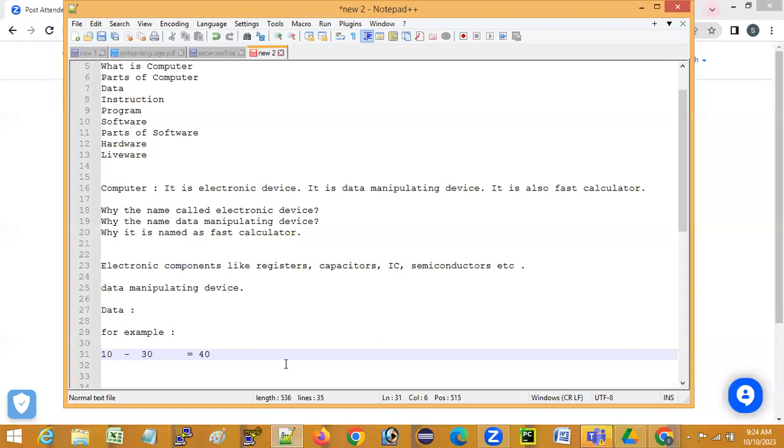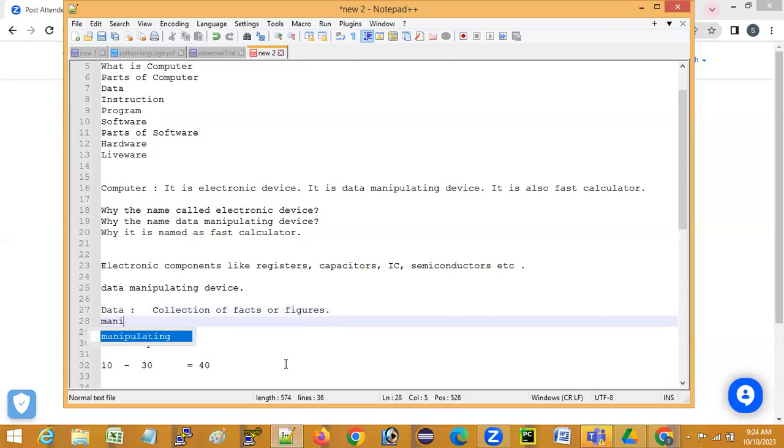Whenever there are digits, say one is there, and instead of that you have entered zero, then that is also not data. Make it clear. What is meant by data? Data is nothing but a collection of facts or figures. Remember this: a collection of facts or figures is called data.